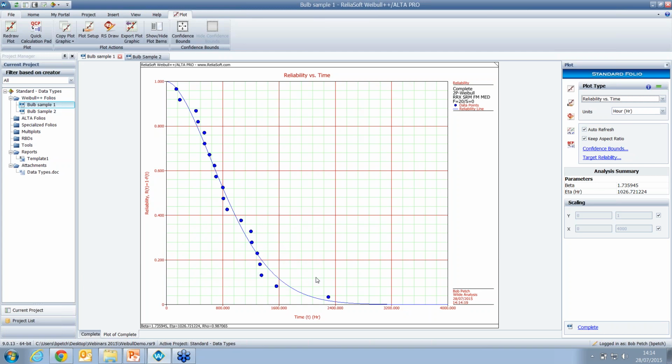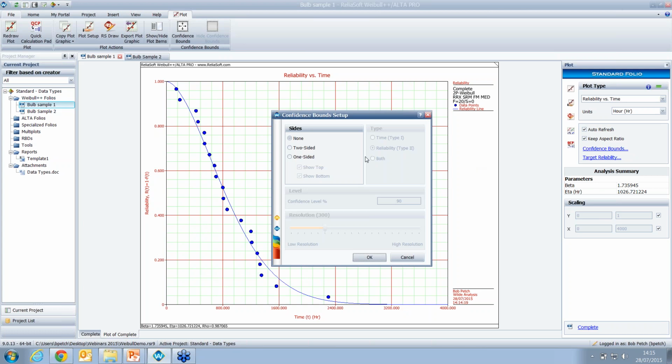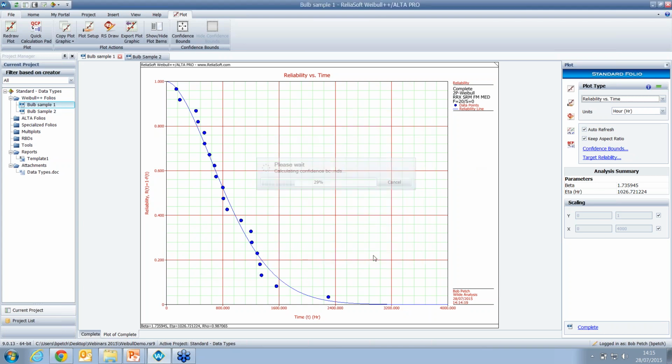A useful way of determining how much certainty we have in our results is to plot the confidence bounds. By plotting a 90% confidence interval, we can remove the top and bottom 5% of uncertainty. Now, by reading from the graph, we can say that from the analysis, there is a 95% chance, from this red line here, that 80% of units will survive to 300 hours, a 50% chance that 80% will survive to 400 hours, and a 5% chance that 80% will survive to 600 hours.